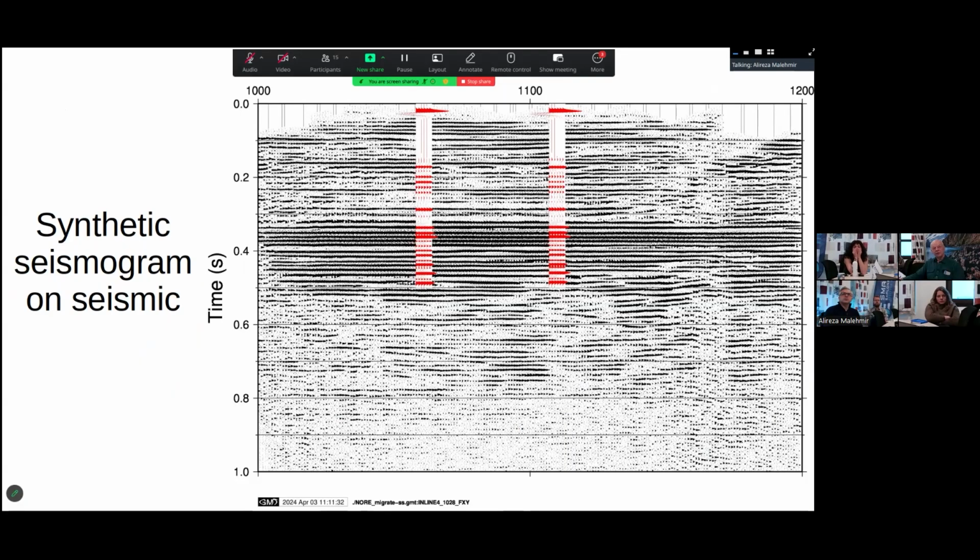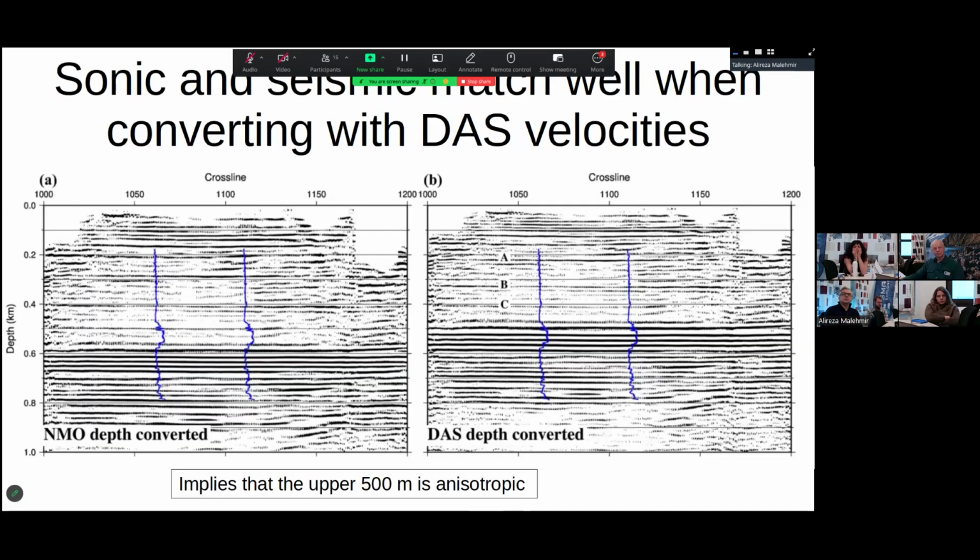And now we want to depth convert again. So here we have the depth conversion on the left that we initially did using the normal move-out velocities. And here we have the depth conversion using the DOS velocities. When we depth convert with the DOS velocities, we get a very nice match here. This strong reflecting horizon corresponds to this hard limestone. And down here we have the Precambrian basement, which should essentially be transparent.